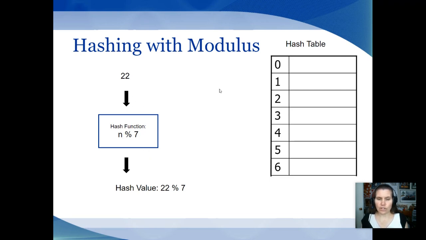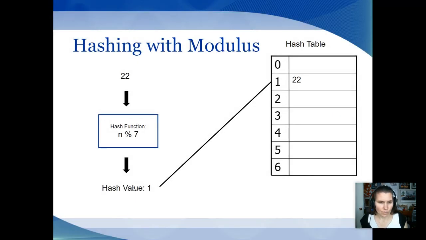So 22 mod 7, what's 22 mod 7? 22 mod 7 is 1. So it's going to put my 22 in position 1 of my list. Okay, let's do another one.